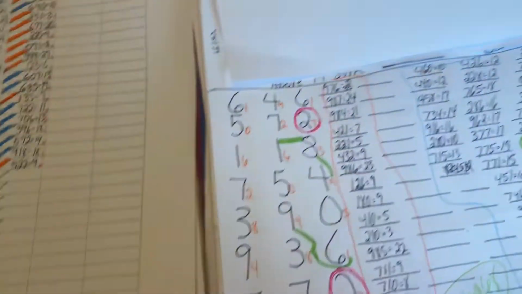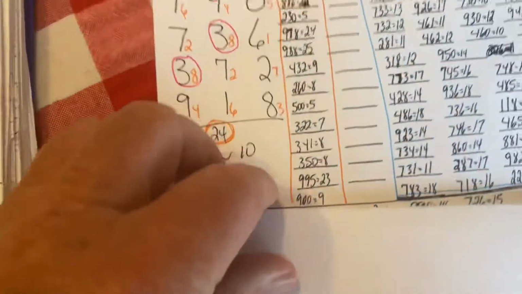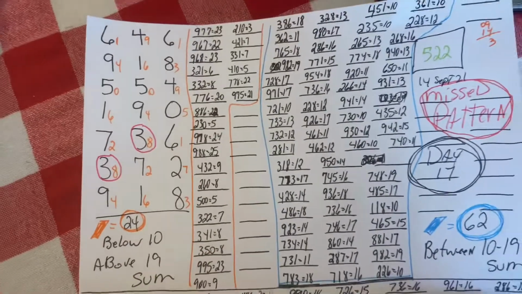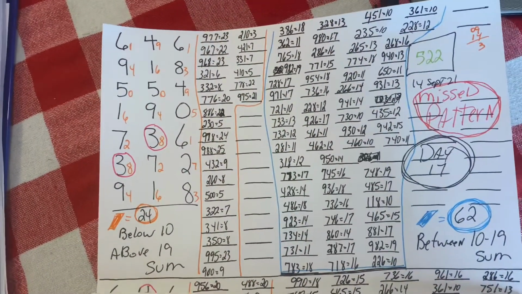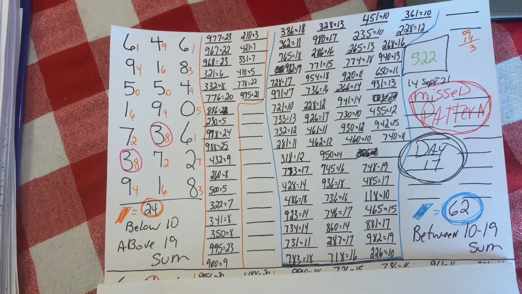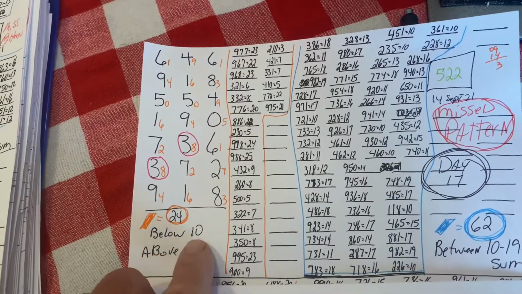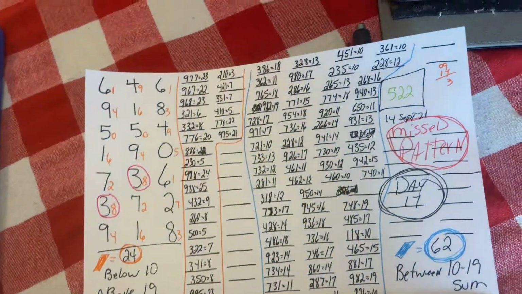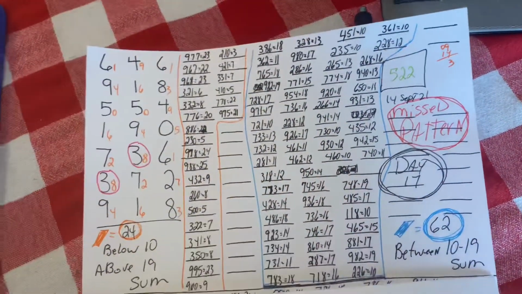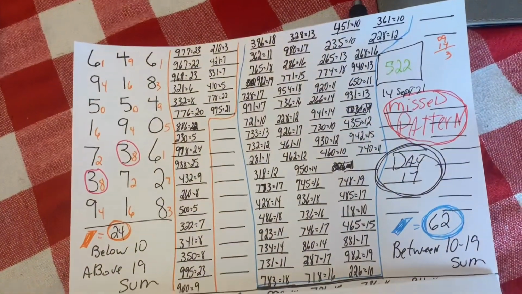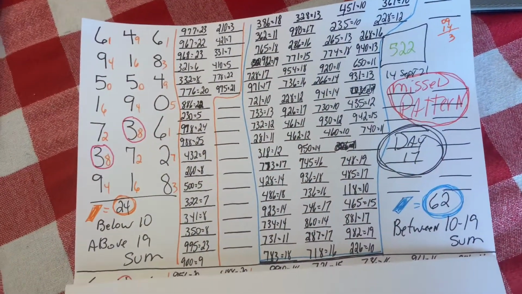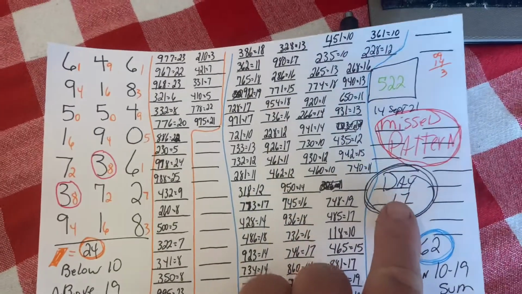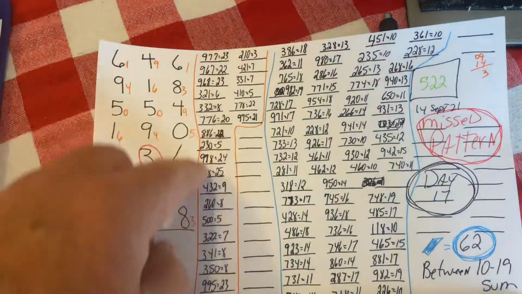And I've done the rundown on that today to show you that. Here is the pattern for yesterday, on the 522. And it was a miss on the pattern. There was a total of 24 numbers below 10 and above 19 sum, and they were 62 numbers between 10 and 19 sum. So that was a missed pattern. That was day 17, a missed pattern. It did not show up over here.